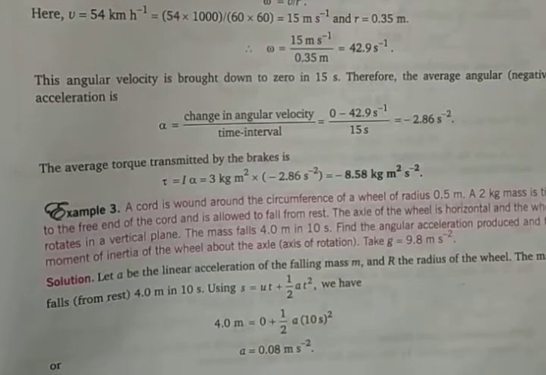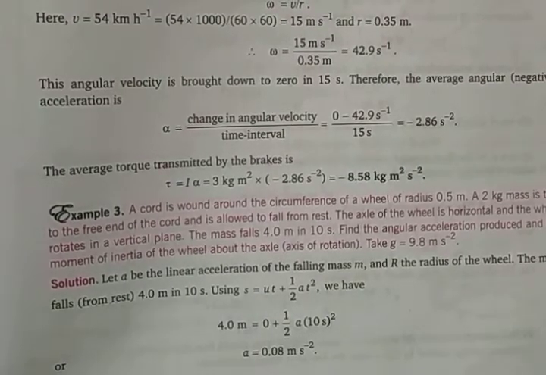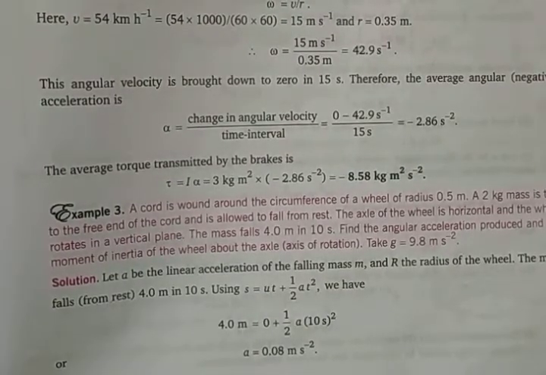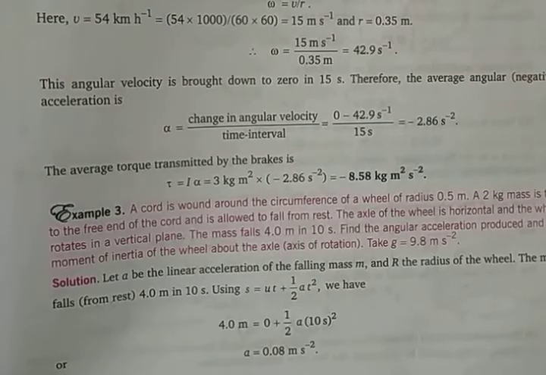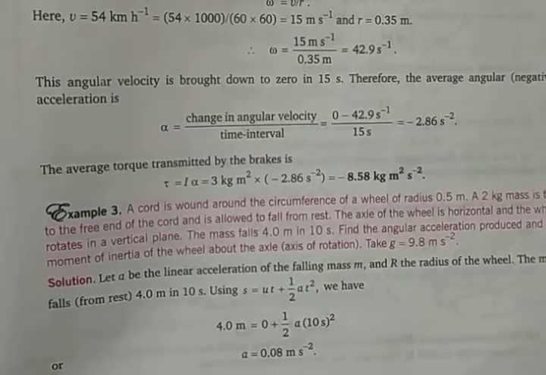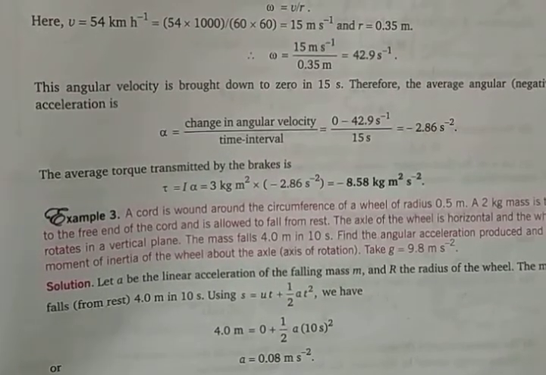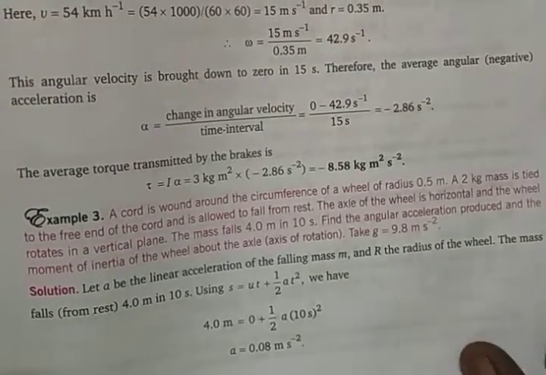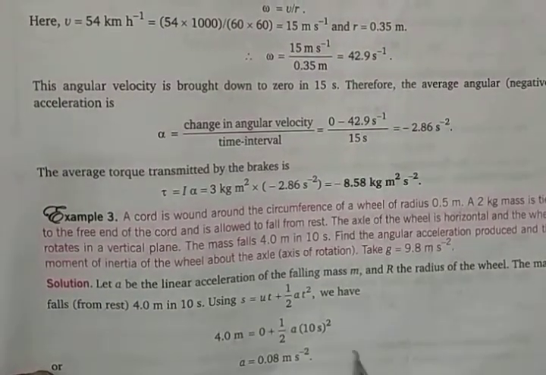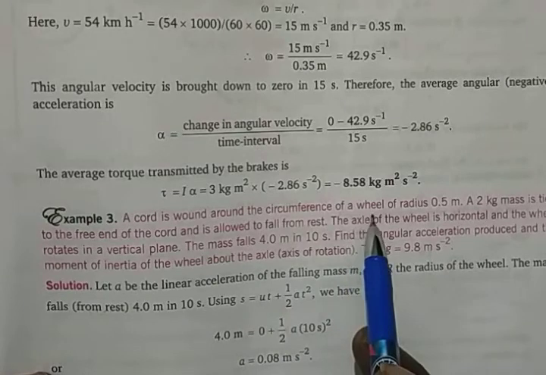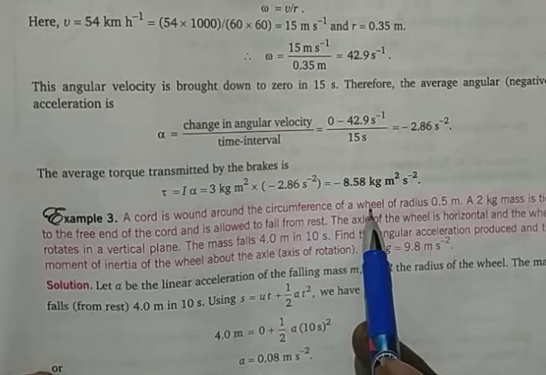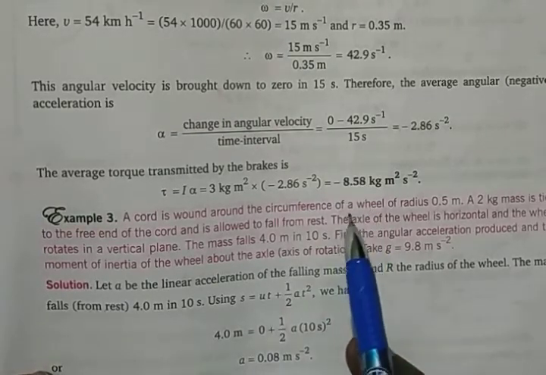It's a very interesting question which has quite a lot of components in it. It's a bit lengthy also. Try to understand clearly. I'll just read the question for you. A cord is wound around the circumference of a wheel.